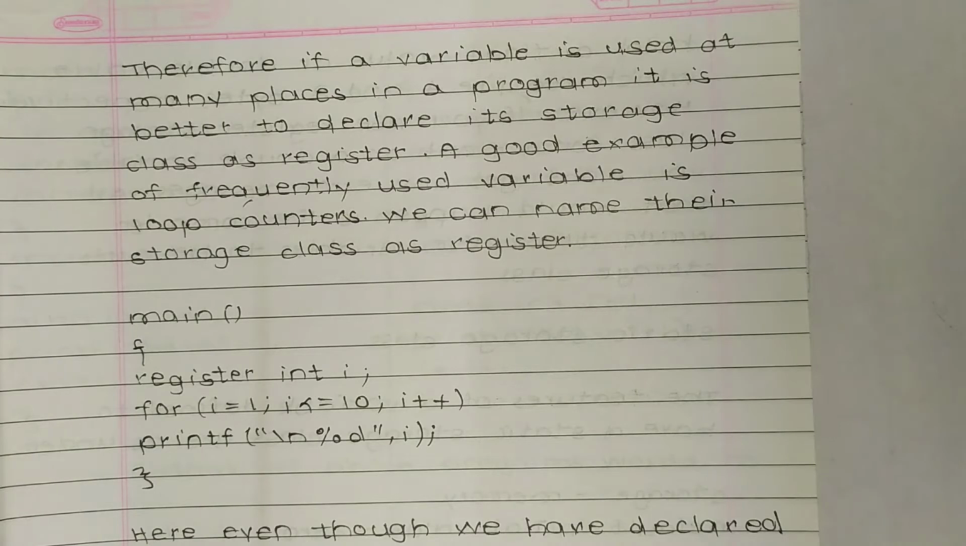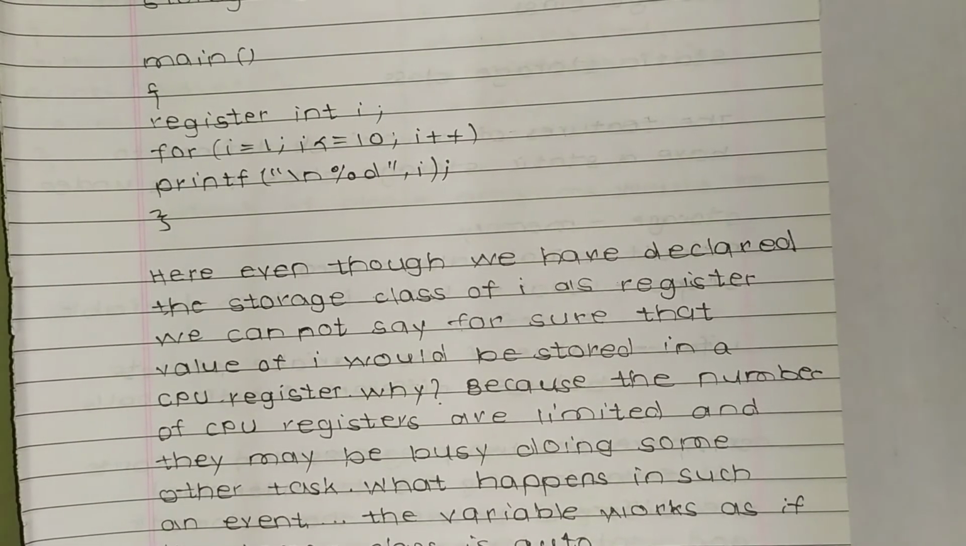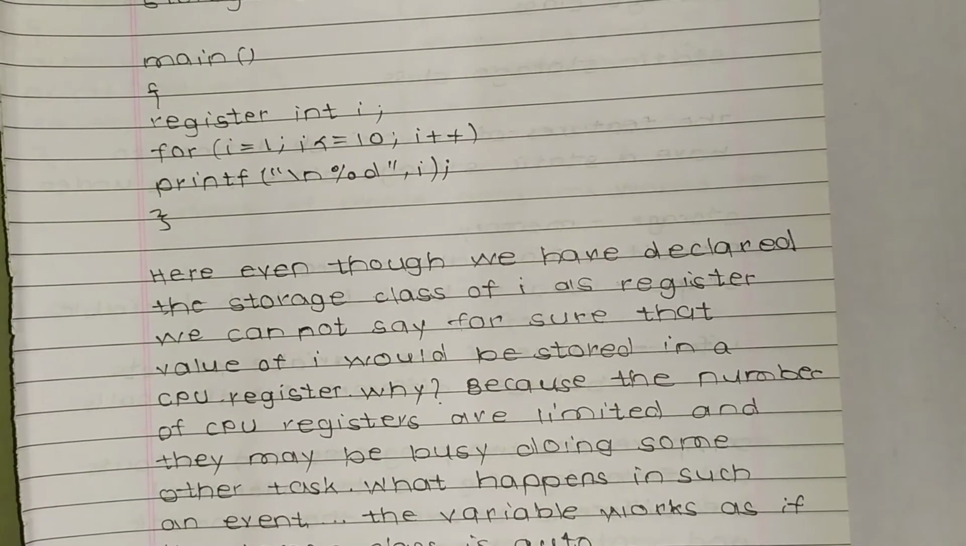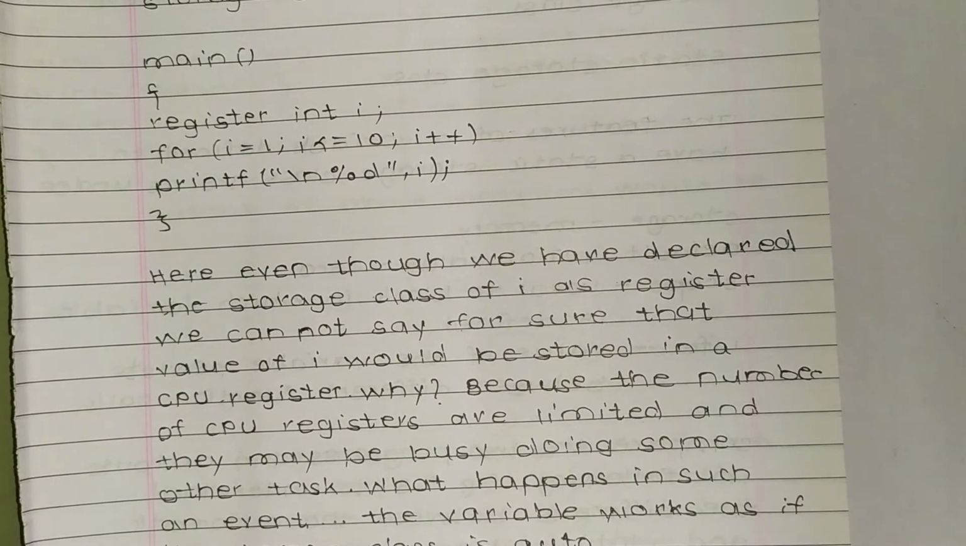Now an example. main, register int i; for i = 1, i <= 10, i++, printf("\n%d", i). So this is a sample program, and %d is used for printing the integer.